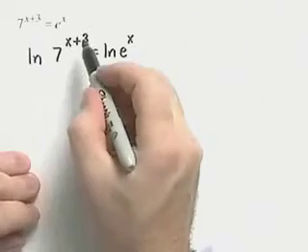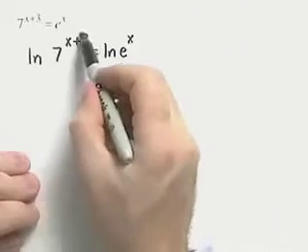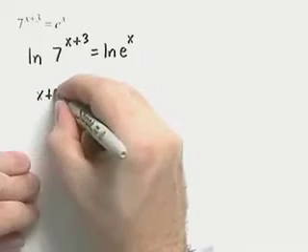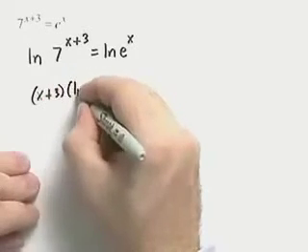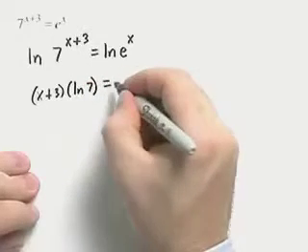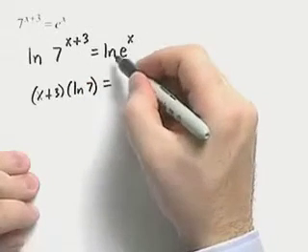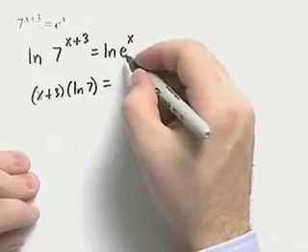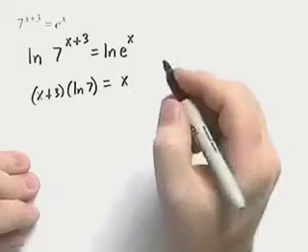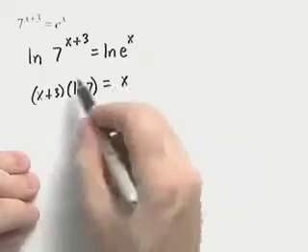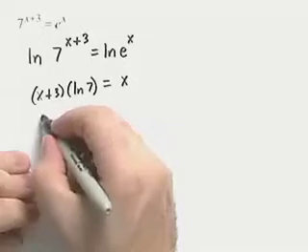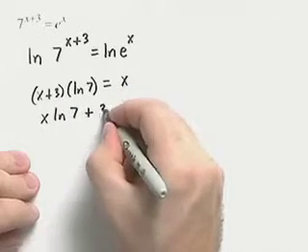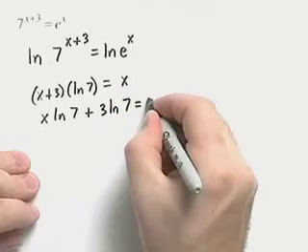The natural log of 7 to the x plus 3, using our rules for logarithms, this x plus 3 power will come out in front. So we'll have x plus 3 times the natural log of 7. Now here we're taking the natural log of e to the x. Since the base of the natural log is e, these cancel each other because they're inverse functions and we just get x. Now we're going to try to isolate the x terms together, so we need to distribute. We'll get x times the natural log of 7 plus 3 times the natural log of 7 equals x.